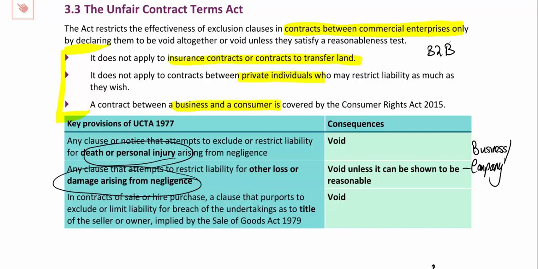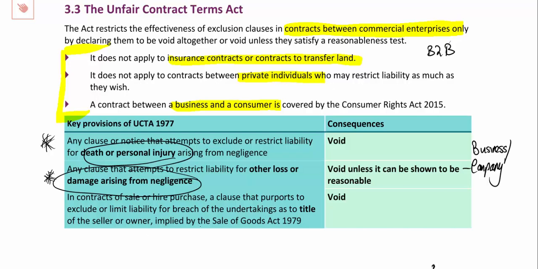So the difference there, let's imagine you have a car park which has some unsafe structure. If a brick falls off that car park and hits my car, then we would be in this category here. We'd be in the category of property damage, and the car park owner would have to show that their clause was reasonable. If the same brick actually hit me and caused me some injury, we'd be in the top category and the clause would automatically be void.